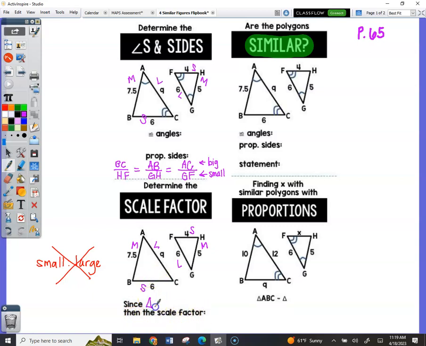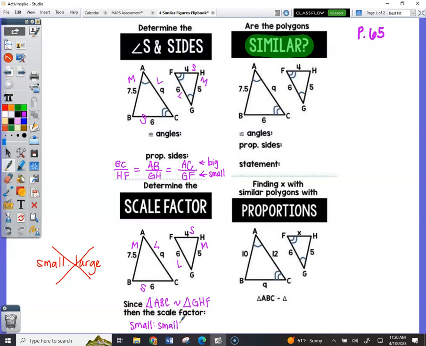So triangle ABC is similar, remember, this is the way you write similar, to triangle, did we say it was GHF? Yes, GHF, we named it yesterday. Since those two triangles are similar, we can find our scale factor. I'm going to do just small to small because the numbers are smaller.